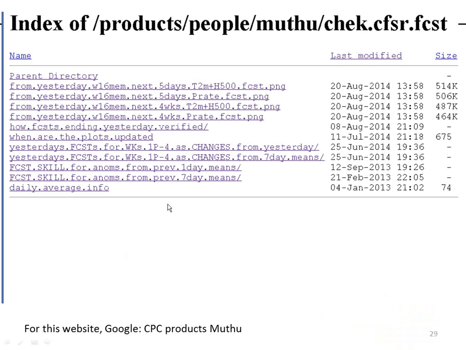PowerPoint. Okay, now navigate. Okay, this is the website. This is stuff updated as of this morning. If you don't remember the website, just Google CPC products and my first name, Muthu, and it will take you to this website. As I said, I'm not a technician. I'm just a scientist, so I just learned how to do a simple website, and I put all the maps, and you can see forecast made. This is not clickable, so move on. And then next.